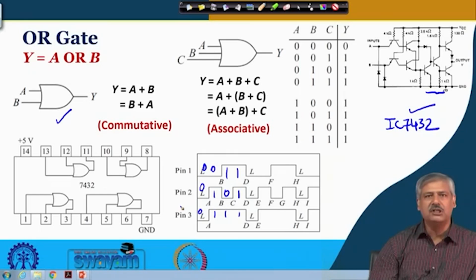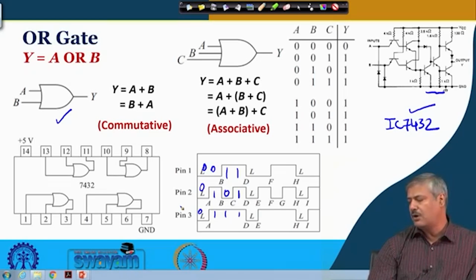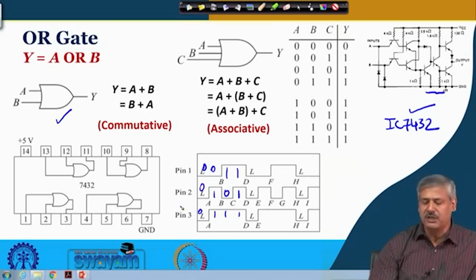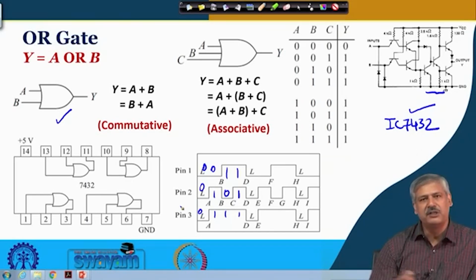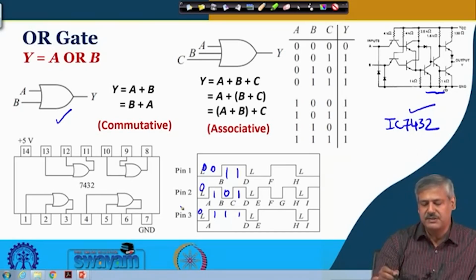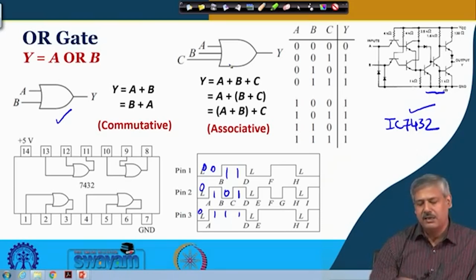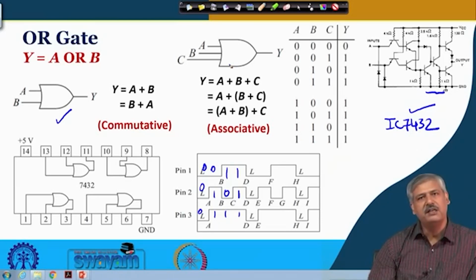Now, similar to the AND gate, we can have a multiple input OR gate also, for which we just show an example of a 3 input OR gate. This is the 3 input OR gate, and the corresponding logic is that if any of the inputs is 1, the output will be 1. That is what you see in this truth table.